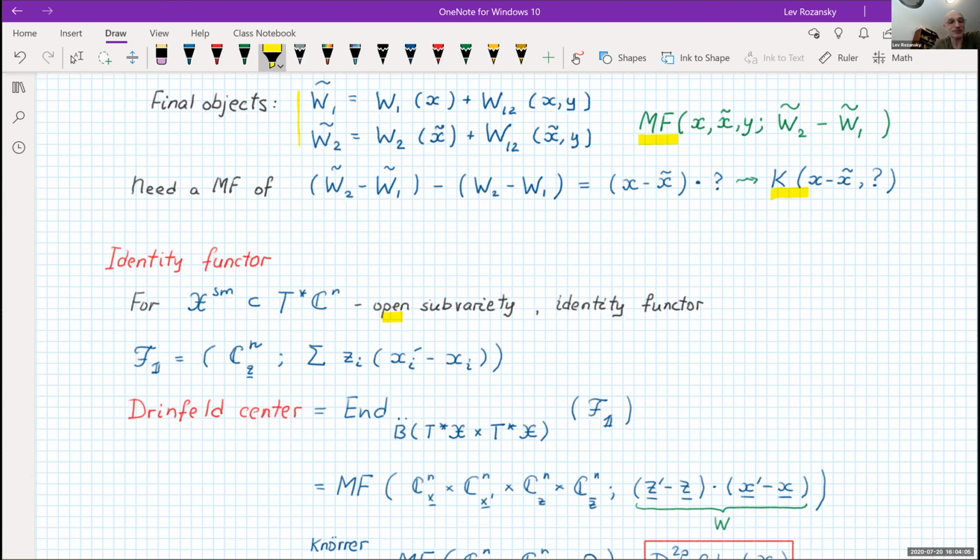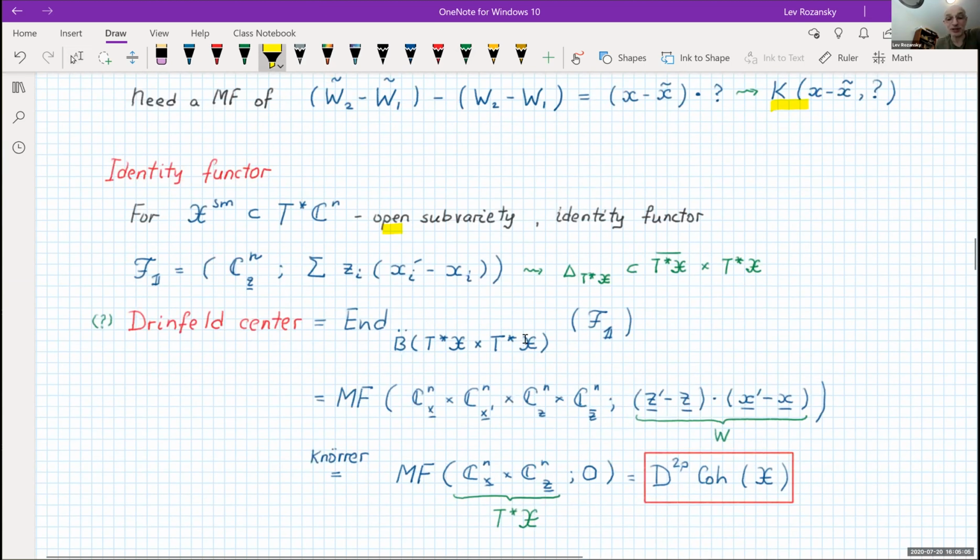So let's define it. I call it the Drinfeld center, but what I mean by definition is the category of endomorphisms of the identity functor. So the identity functor is an object in T star x cross T star x. Geometrically, it's T star x as the diagonal in T star x cross T star x. I should say here, this corresponds to the diagonal T star x, a Lagrangian subvariety in T star x bar cross T star x. So the diagonal in the square, if you change the sign of one of the symplectic forms, is Lagrangian. So this is what this correspondence is. So what is its Hom with itself? By definition, you get this lengthy matrix factorization category.